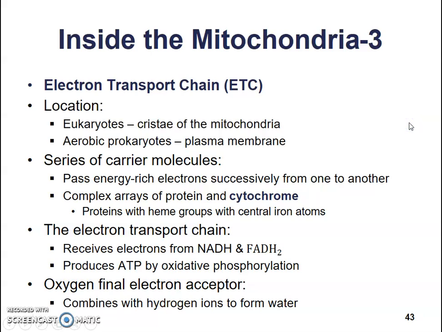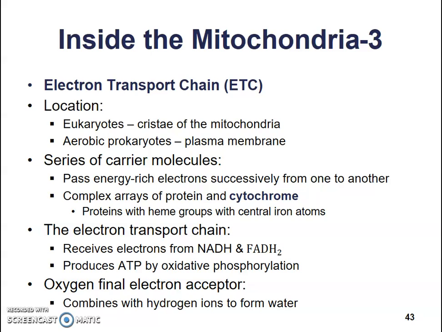The electron transport chain, okay, its location in eukaryotes, so plant and animal cells. It's in the cristae of the mitochondria, and it happens in some prokaryotic cells, some bacteria, in the plasma membrane. The electron transport chain is a series of carrier molecules, and they pass energy-rich electrons from one to the next. It's like a game of hot potato.